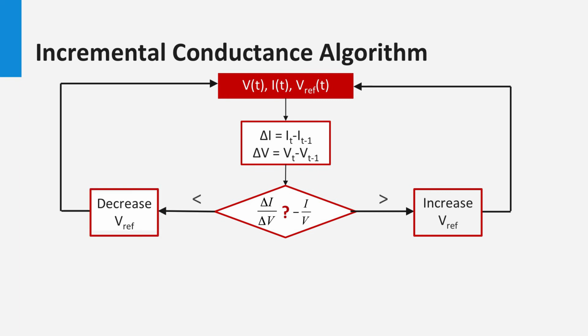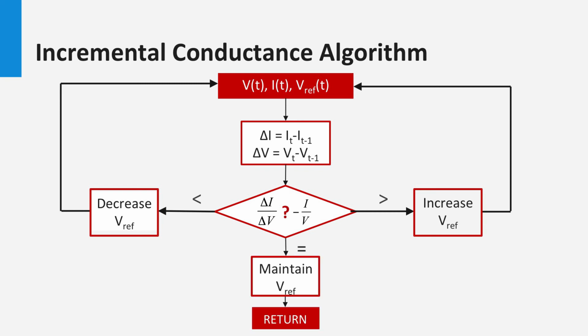Conversely, if the incremental conductance is lower than the negative of the instantaneous conductance, the current operating point is to the right of the maximum power point and the reference voltage is decremented. This process iterates until the incremental conductance is the same as the negative of the instantaneous conductance, in which case the chosen reference voltage is equal to the maximum power point voltage.